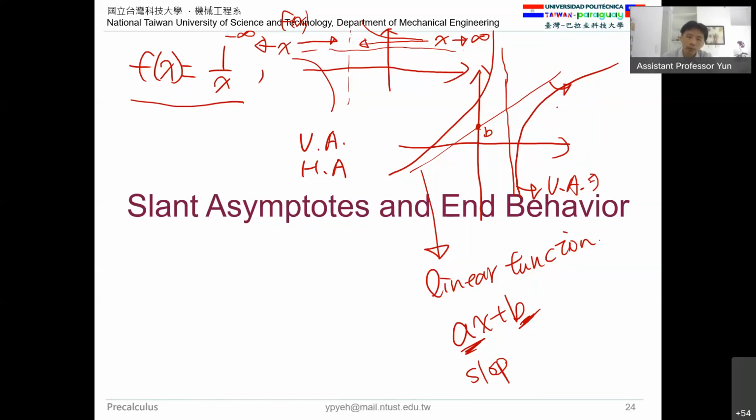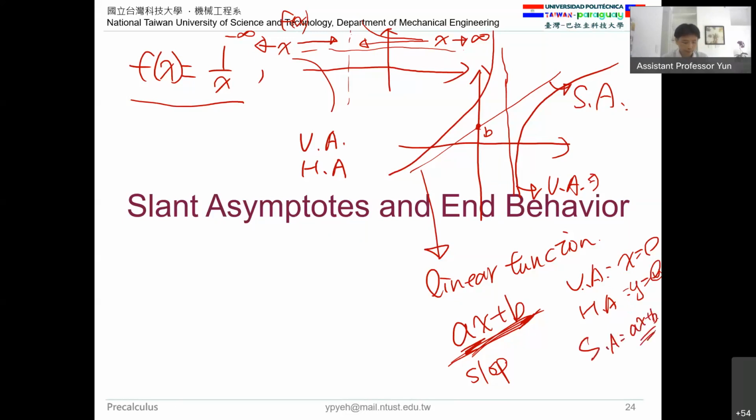Okay, we can simply say that this is the slant asymptote of certain functions. Instead of vertical asymptotes and horizontal asymptotes, where the vertical asymptote is defined as x equal to some number, and the horizontal asymptote is y equal to some number, the slant asymptote is defined as ax plus b. So that's the theme of this section.